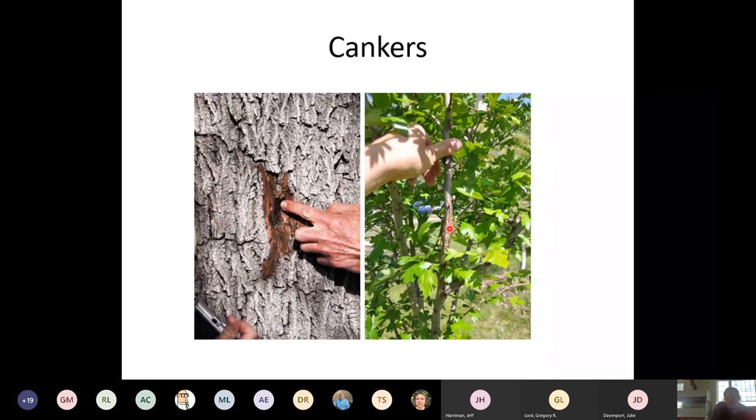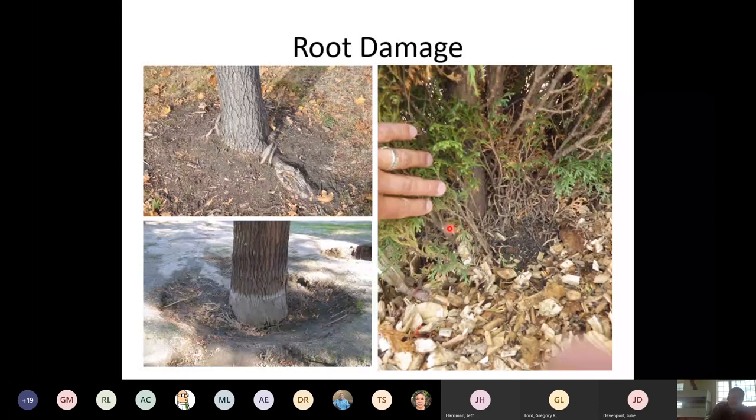Here's a fire blight canker on hawthorn. Here's some more root damage, some damage by flooding. Here's one planted too low, it's not going to grow. This is a cedar that's been planted way too deep and was starting to show some crown issues. Here's some root damage, and here's a nice girdling root that's working its way around the tree.